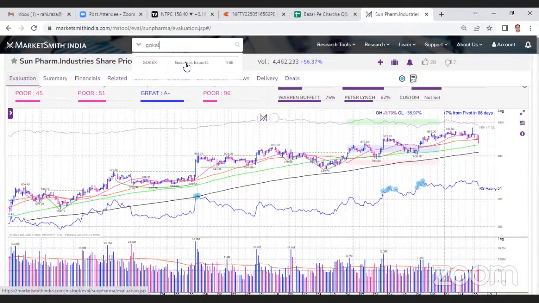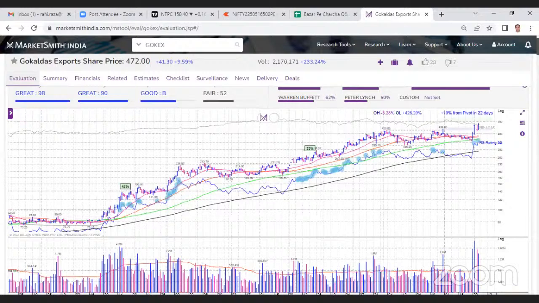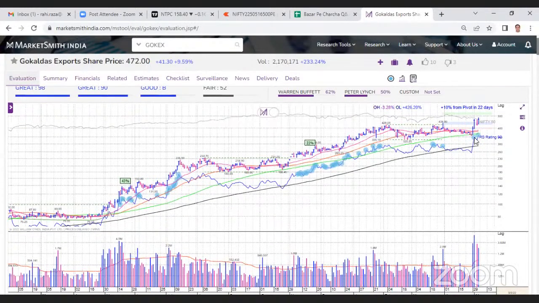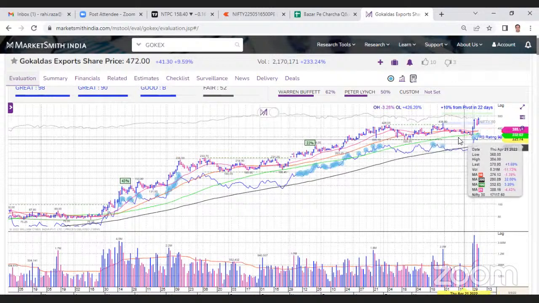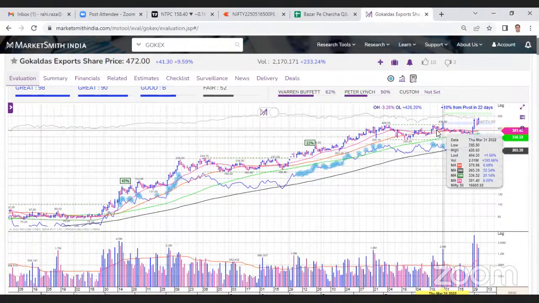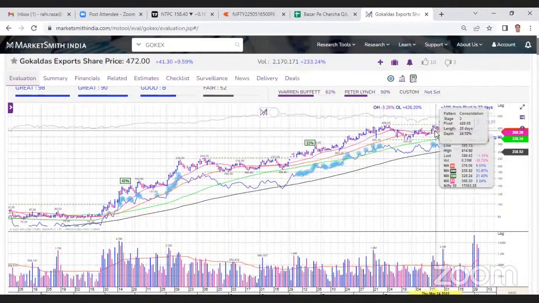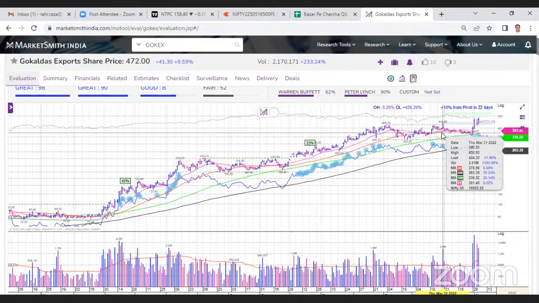Okay, the next one is Gokaldas Export. The stock has posted decent earnings, and we have seen the impact as well. A consolidation breakout happened on 31st of March, but on the same day the stock failed to sustain the breakout level, and the breakout failed on the same day.